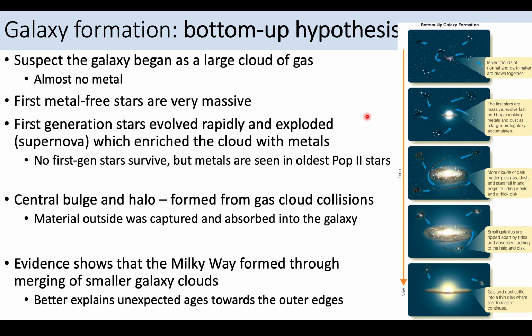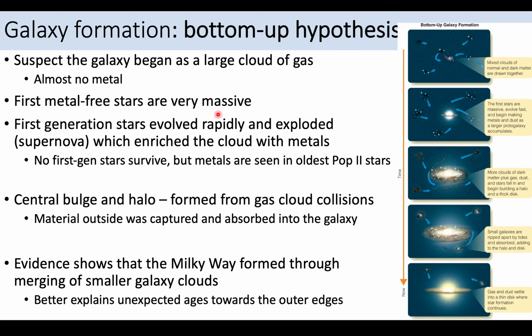So last thing for today is the other hypothesis, which is considered the bottom-up hypothesis. This is saying that the galaxy began as a large cloud of gas, again, where there was almost no metal, and the first stars that formed were metal-free and very, very large. That first generation of stars formed quickly, evolved very fast, and exploded into supernovae, which allowed for enrichment of metals into the cloud of gas.